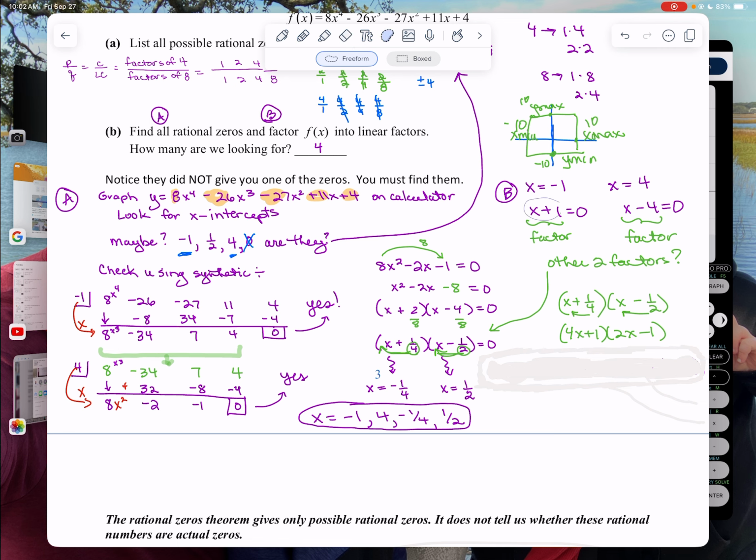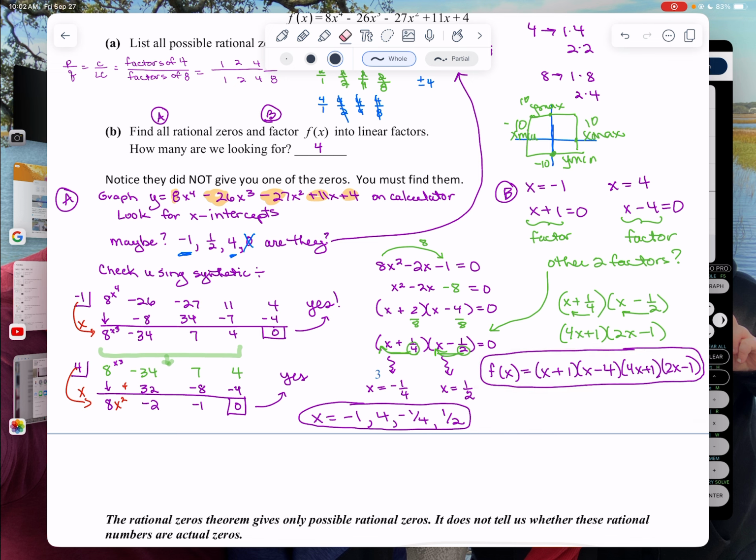I have x plus 1, I've got x minus 4, and then I've got those 2 factors. Now I just have to write them all out. So that's my answer to part B. I've got 4 factors. So when you have 4 solutions, you're going to have 4 factors.